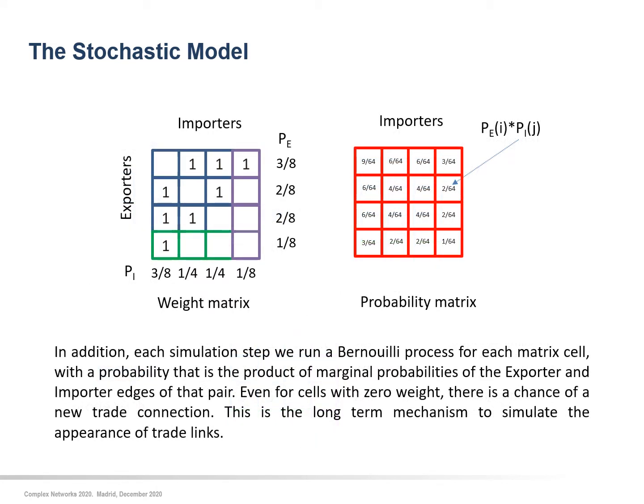In addition, each simulation step will run a Bernoulli process for each matrix cell with a probability that is the product of the marginal probabilities of the exporter and importer edges of that pair. Even for cells with zero weight, there is a chance of a new trade connection. This is the long-term mechanism to simulate the appearance of trade links.